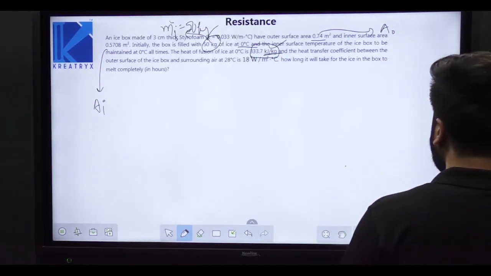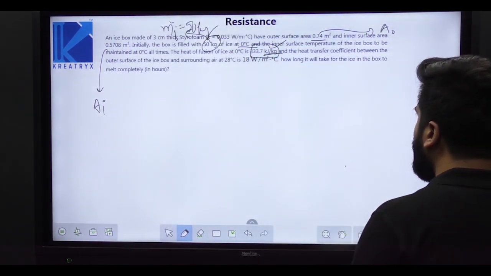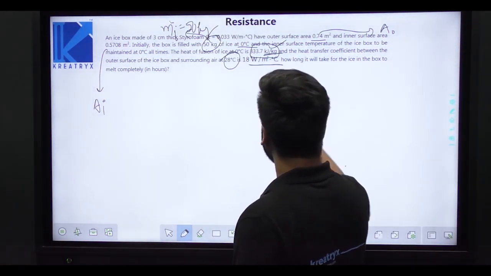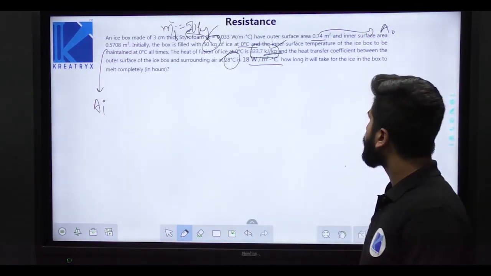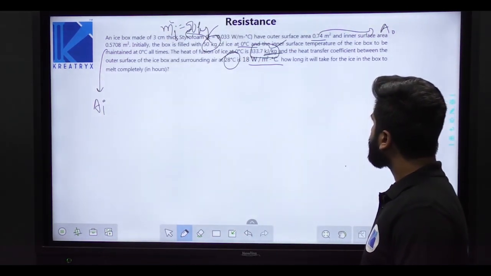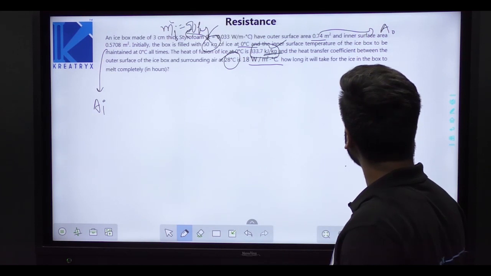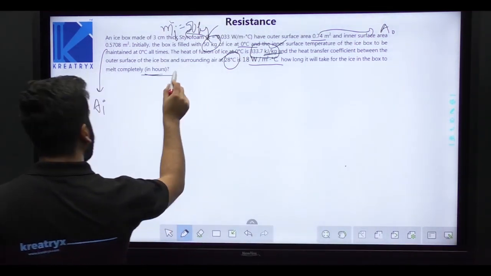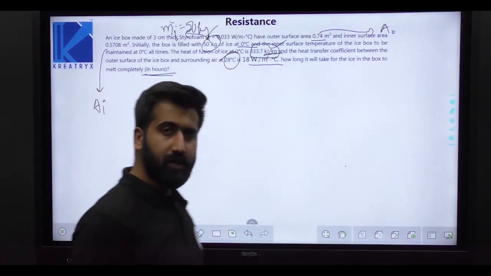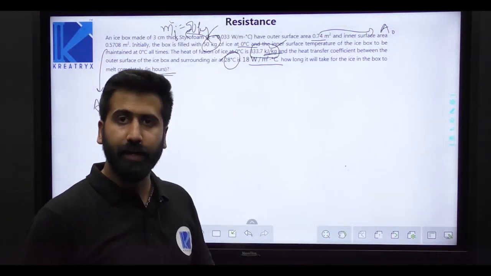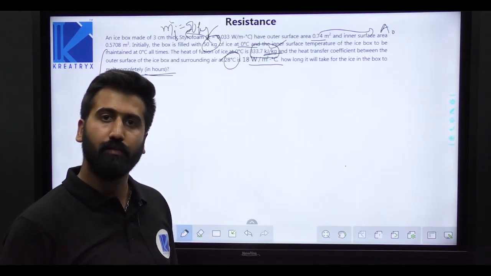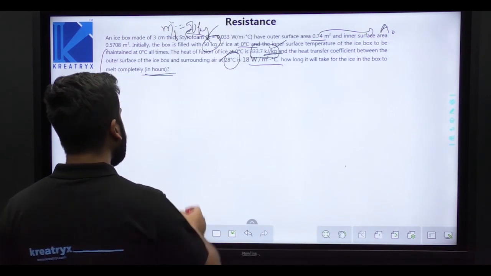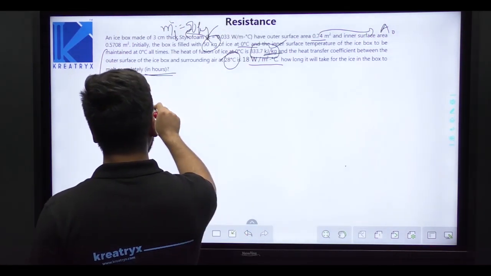And the heat transfer coefficient between the outer surface of the ice box and the surrounding air at 28 degrees Celsius is 18 watt per meter square degree Celsius. They have asked us how long it will take for the ice in the box to melt completely, in hours. This type of question we have done in the second video, the liquid nitrogen boil off question. That question was based on the same concept.